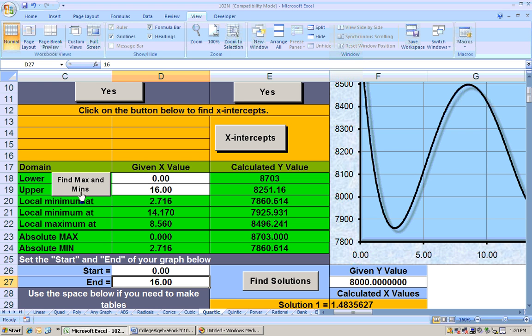And one thing I wanted to remind you of is don't forget to click the max mins button on the quartic sheet. You have to do that before it will get you your local max or mins. So I had already done that.